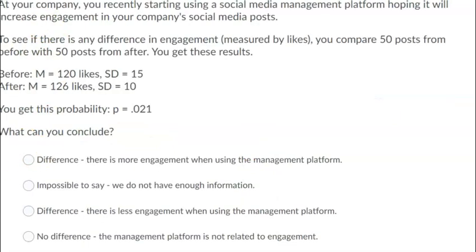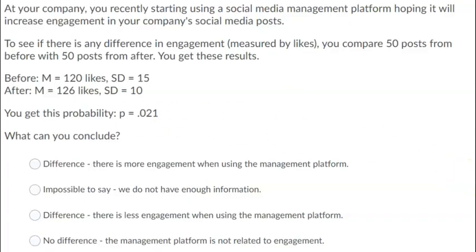And then, about this question: in your company, you recently started using a social media management platform, hoping it will increase engagement in your company's social media posts. To see if there is any difference in engagement measured by likes, you compare 50 posts from before with 50 posts from after. So you get this result. When you see this kind of quiz, you should see that before and after they have 120 likes and 126 likes.